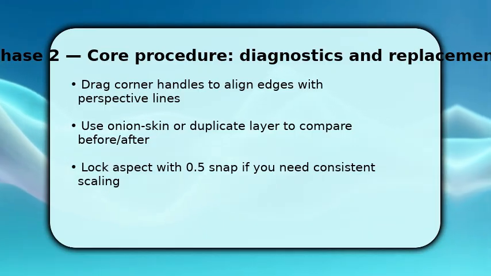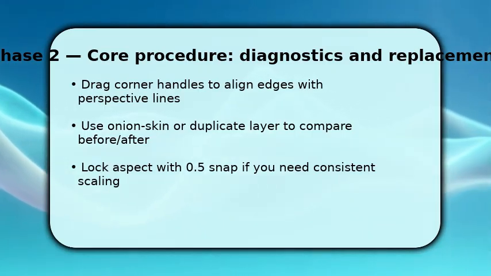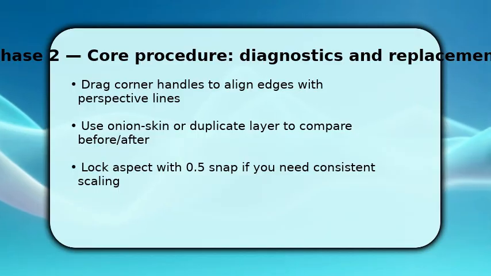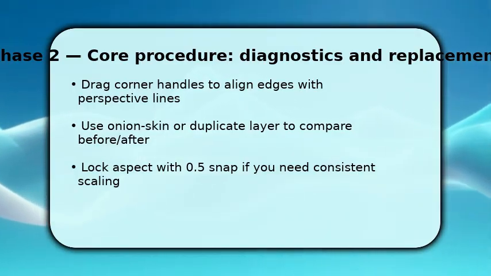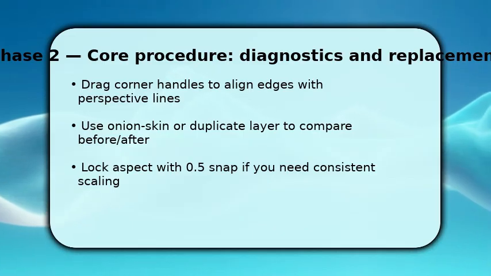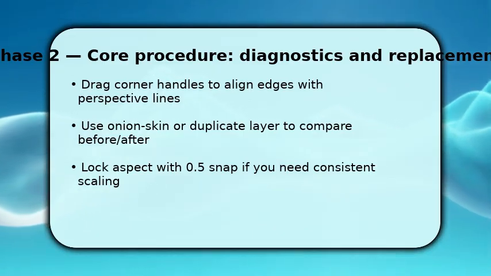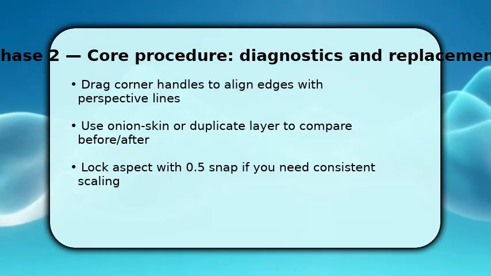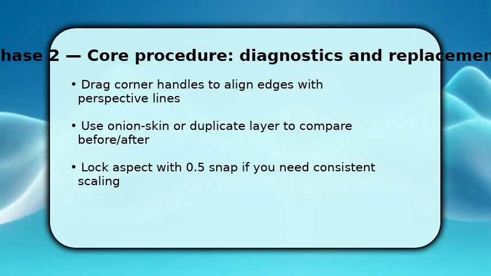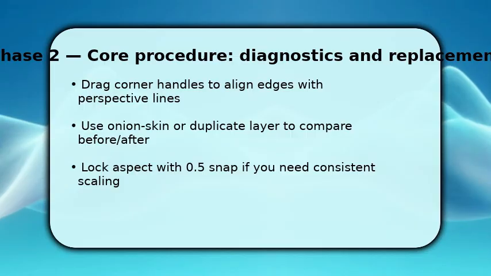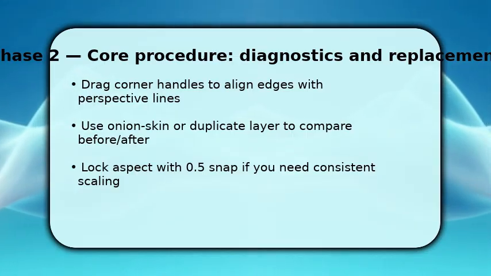Use onion skin or duplicate the layer and toggle visibility to compare original shapes as you edit. That helps preserve proportions. If you need consistent scaling across frames, enable 0.5 snap or a similar constraint. Keep checking the vanishing point. Small shifts change the whole scene. Breathe, nudge, and review until the form reads naturally.